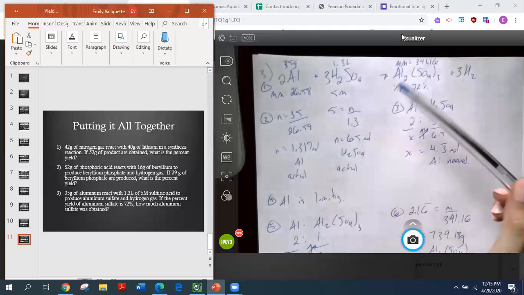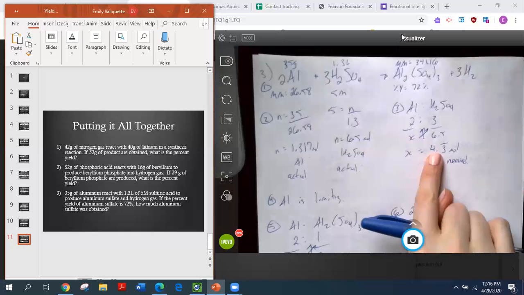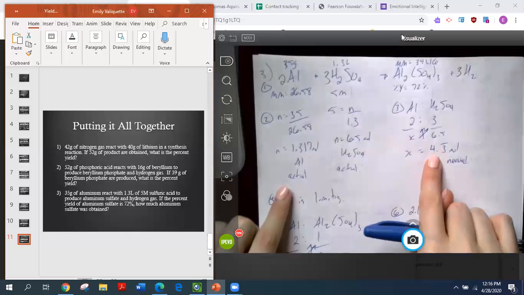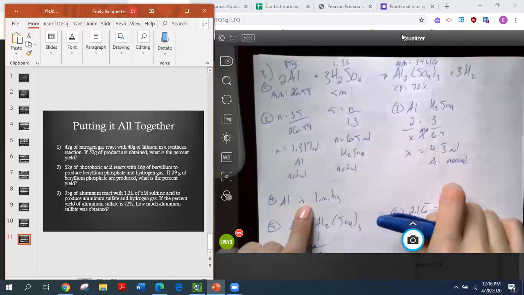Then we'll set up a mole ratio between our two reagents. It's a 2:3 ratio. Plug in an X for one of them and the actual moles for the other. If you did it the way I did, you'll get 4.3 repeating moles of aluminum needed. I need about 4 moles of aluminum. I have just over 1. Therefore, I need a lot more than I have, so aluminum is limiting.